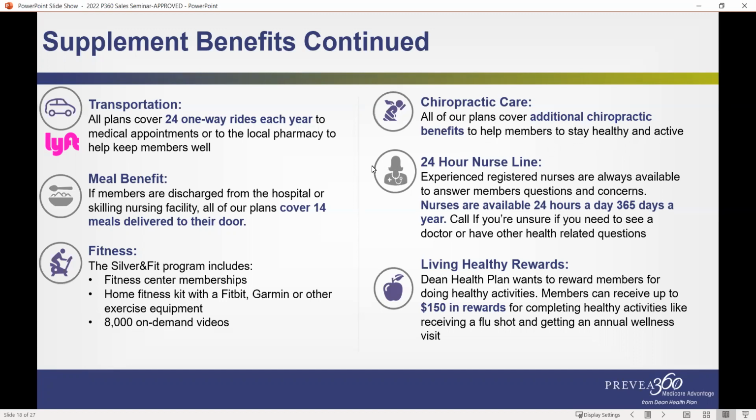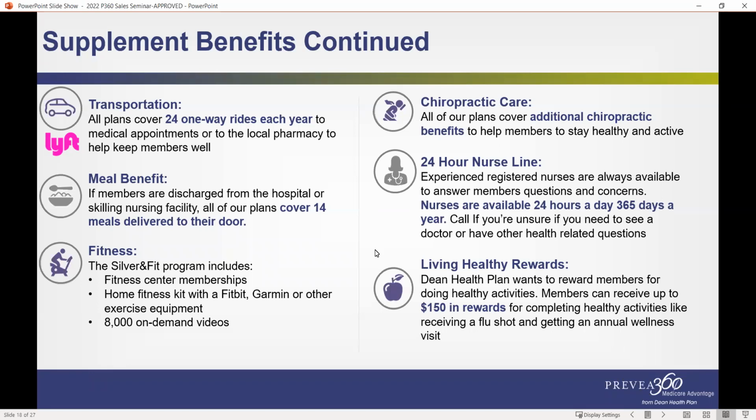A 24-hour nurse line. This is a great benefit. I use this a lot because I have young children. If you ever have a question about, do I need to be seen right away? Do I need to go to the emergency department? Do I need to go to urgent care? Can I wait until tomorrow to see my primary doctor? They can help you with any of those questions, or even if you have questions about how medications might interact with each other, or just if you're feeling off and have a question, there are trained nurses there 24 hours a day, 365 days a year to help you.